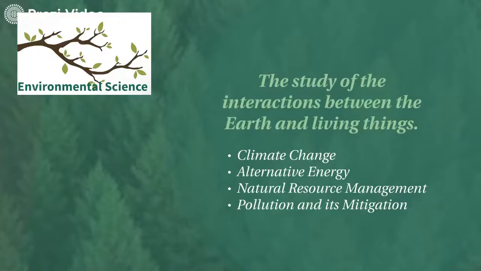Now, just for the sake of covering all the 5 branches, environmental science is actually the study of the interactions between Earth and living things. So it covers things like climate change and global warming, alternative energy, natural resource management, deforestation, pollution, those types of things. So again, we will dabble a little bit in this year here and there, but mostly we're saving this. So if you feel like this is a topic that you really enjoy, you could think about taking it in the high school next year or your junior or your senior year.